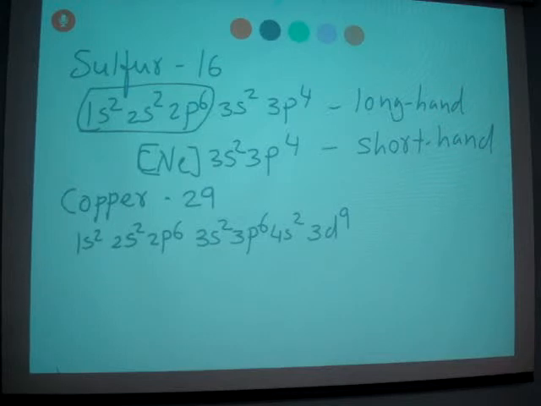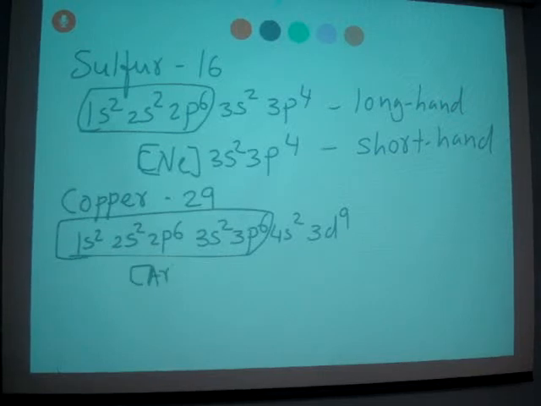And when you write shorthand notation, this is electronic configuration for argon. Argon has how many? 18 electrons. So that's electronic configuration for argon. And then you can write 4s2, 3d9. In most of the books, it's like argon, 4s1, 3d10. That's how it's mentioned. But we'll go over that.